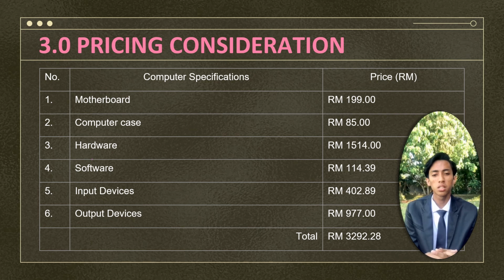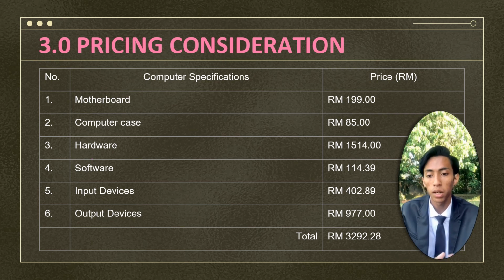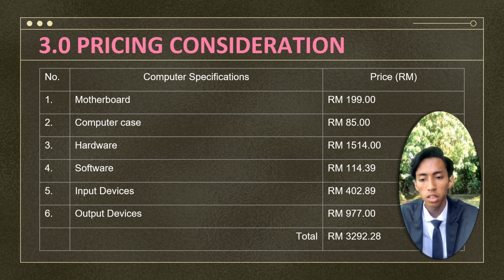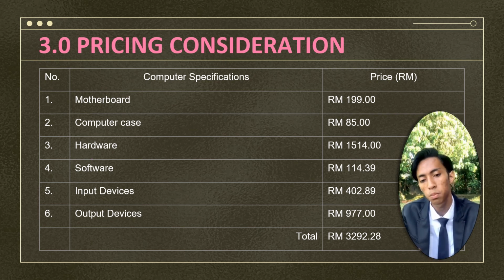And the least spending of money is on the computer case, or what we call the PC cover, which will only cost RM85. If you want to see our pricing consideration for each computer specification like motherboard, computer case, hardware, software, input device, and output device, you can see it in the table above. We have tried our best to find the lowest price yet the best performance for Nawal and whoever wants to build a low range to mid range PC setup.